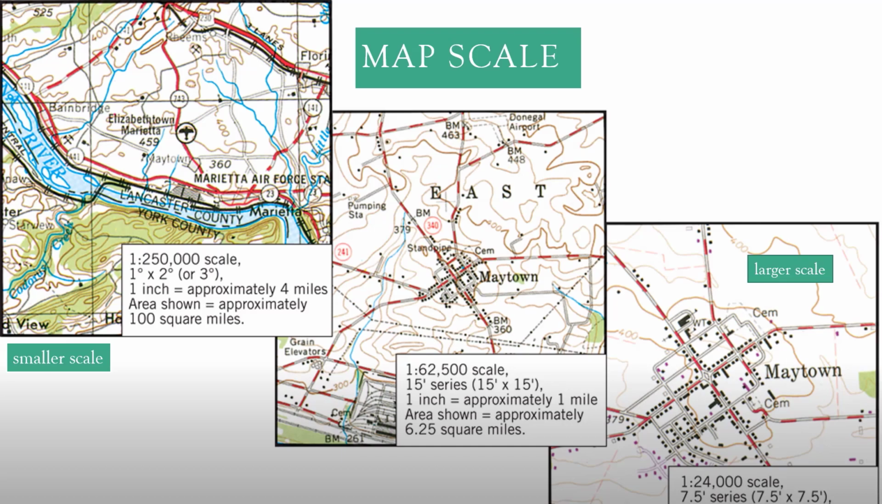Map scale indicates how distances on the map relate to distances in real life. A map with a fractional scale of 1 to 250,000, for example, means 1 unit of measure on the map, say an inch, is equal to 250,000 of that same unit in real life. Smaller scale maps, like 1 to 250,000, show more area, but less detail, in comparison to larger scale maps that show more detail but less area.